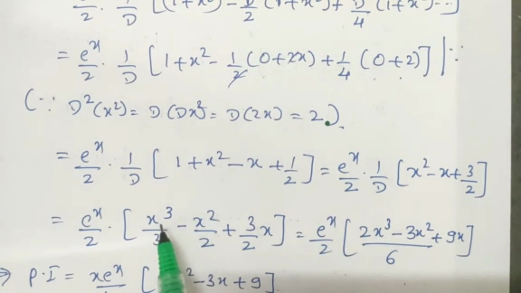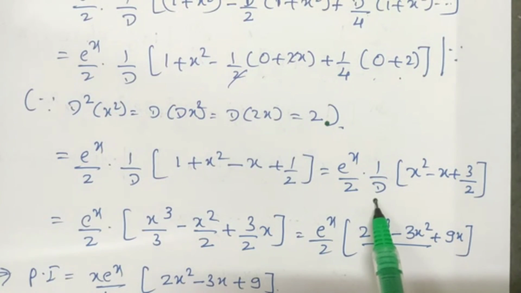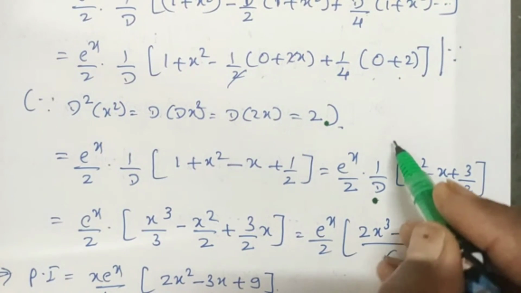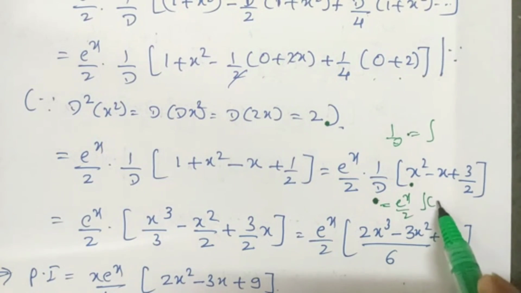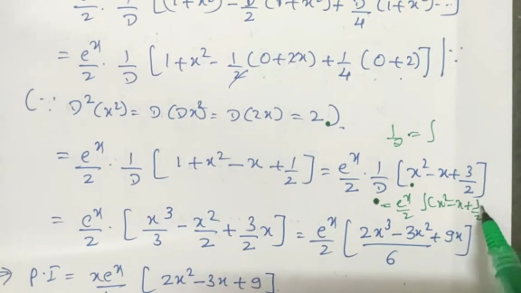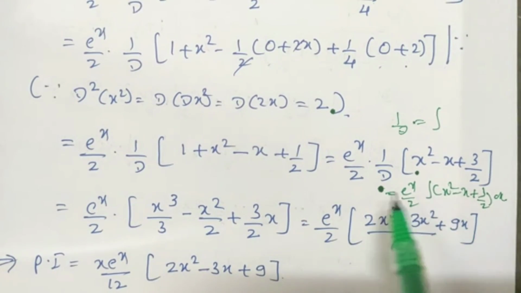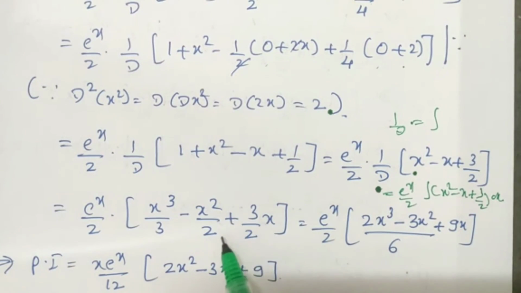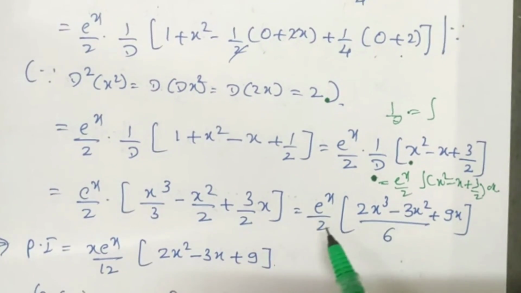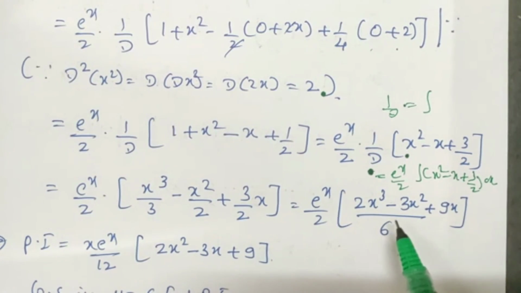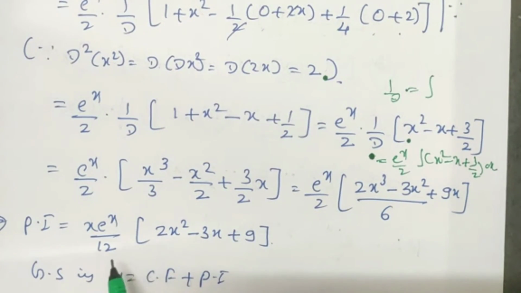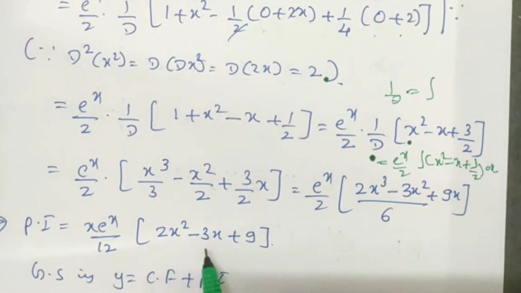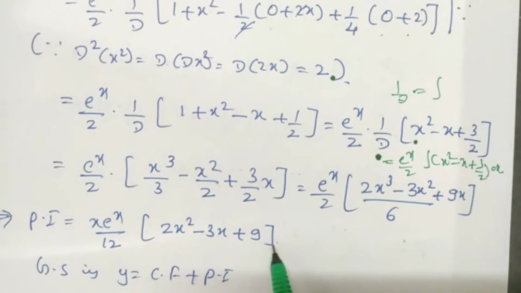Now e raised to x by 2, 1 by d. 1 by d is nothing but integration. So this is e raised to x divided by 2 times the integration of x square minus x plus 3 by 2 with respect to x. The integration of x square is x cube by 3, minus the integration of x, which is x square by 2, plus the integration of 3 by 2, which is 3 by 2 x. All the terms contain x, so you can take x common, and take the LCM also. You will get x into e raised to x divided by 6 into 2x square minus 3x plus 9. This is the particular integral.